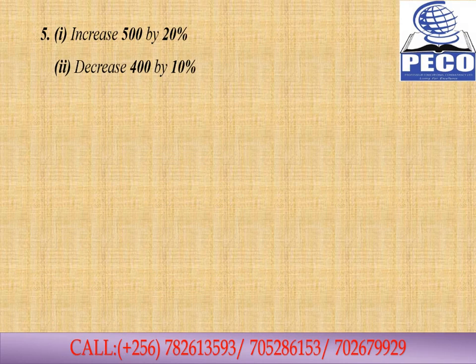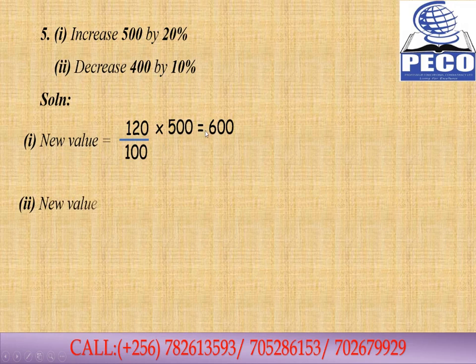So we have some more examples there. Increase 500 by 20%. What did we talk about the increase? That if I increase by 20%, then it means that I'm working at 100 plus 20, which is 120. So we shall take 120, 100 plus 20 because of the increase, out of 100 times 500. That will give us 600.